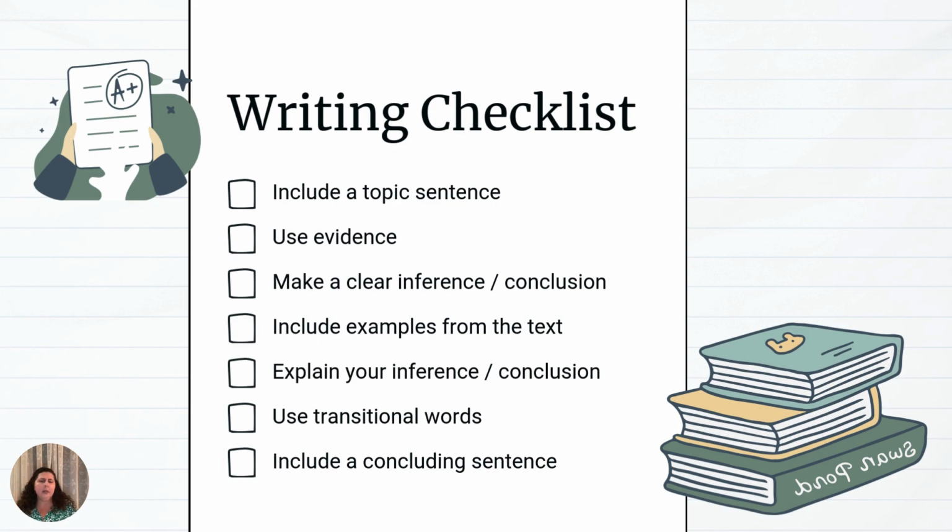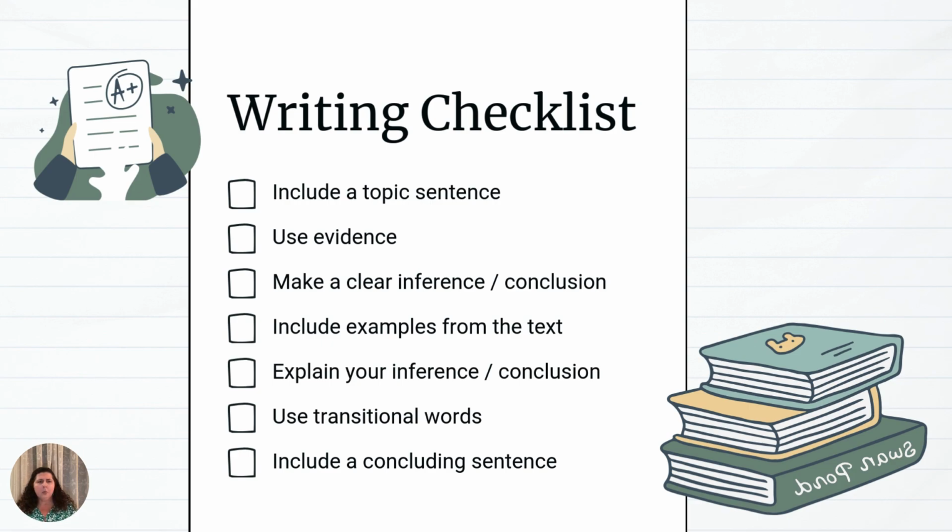So I try to think in my mind, did I include a topic sentence? Did I use evidence? Did I make that clear inference? Did I include examples from the text? Did I explain my inference and have a conclusion? Did I use transitional words? And did I include a concluding sentence?